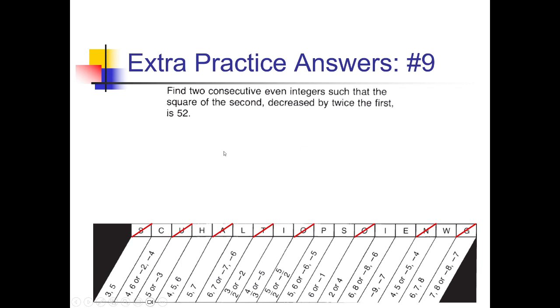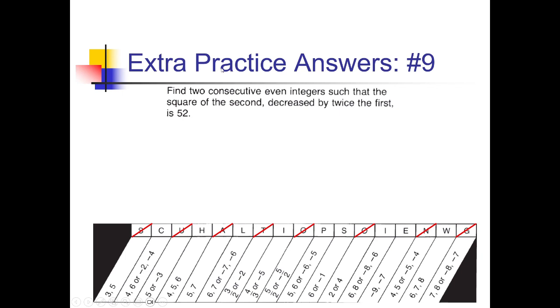Let's let the first one be n, and then the next even number is going to be n plus 2. So you might be thinking, well, didn't we use n plus 2 for the consecutive odd integers? We did. If you want to get to the next odd number or the next even number, if you're starting at the same kind of number, you're always adding 2.